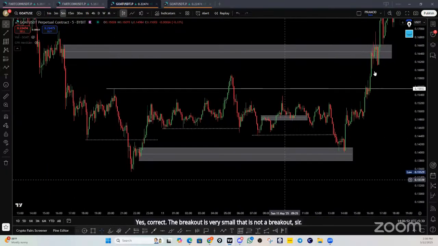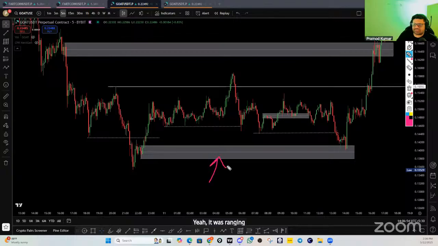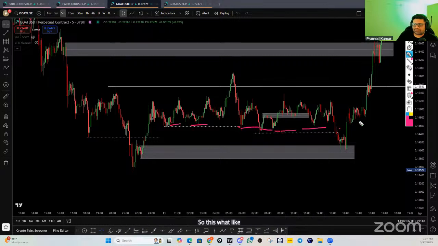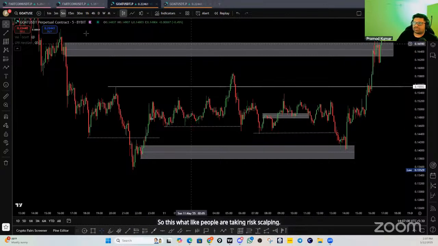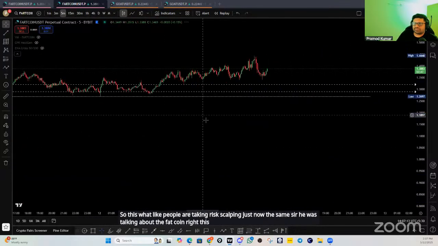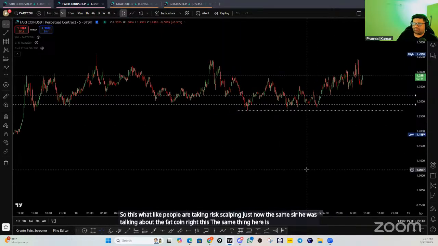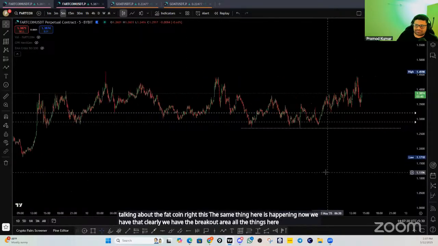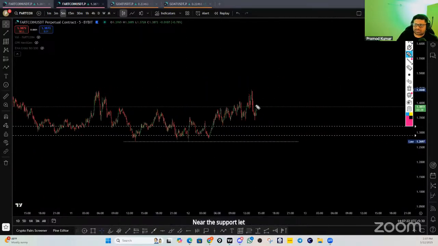Great, okay. You can see that range, it is ranging very near to my area where I was looking for the long positions. It exactly tapped that level and it started moving. So people are taking this scalping. Just now Sam sir was talking about the fat coin, right? The same thing is happening here. Now we have the breakout area, all the things here. The market is ranging near the support. Let it come to this place, then we'll try the long positions. That's it.